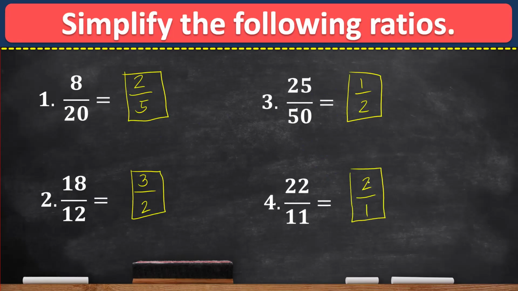So in simplifying, it must be a fraction. Okay, kasi diba pag ratio, comparison of two quantities. So kahit na 2 over 1, pwede naman siya maging 2, diba? Pero since we are simplifying ratios, stay lang siya as 2 over 1.